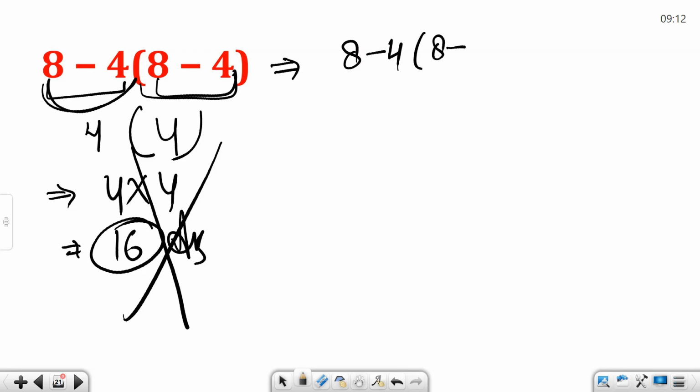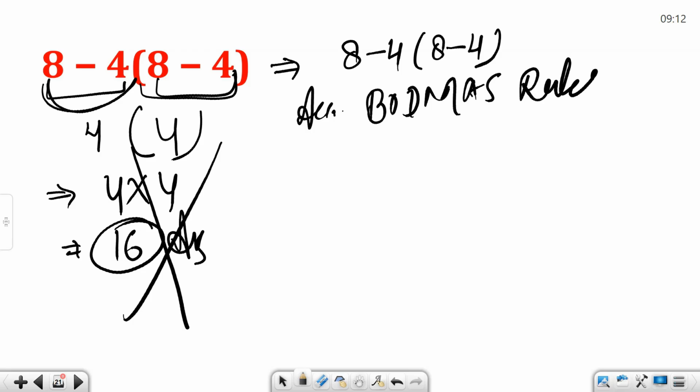8 minus 4 in parentheses (8 minus 4), according to the BODMAS rule. First, we'll solve the brackets, and after that, division and multiplication. After that, addition and subtraction have lower priority than division and multiplication. We'll check from left to right. Whatever comes first, we'll solve that.